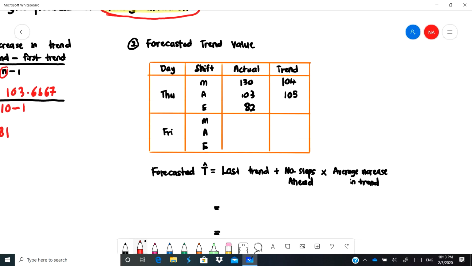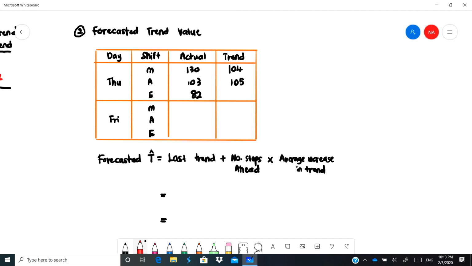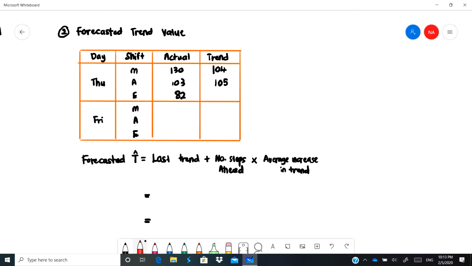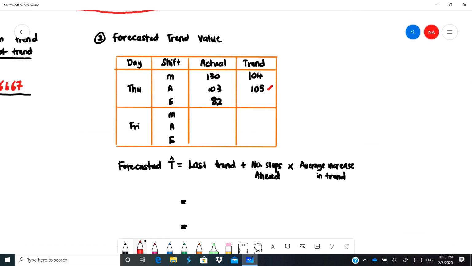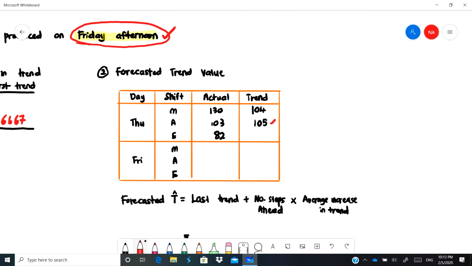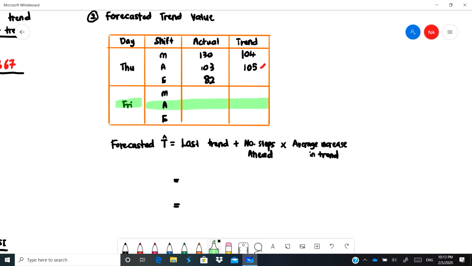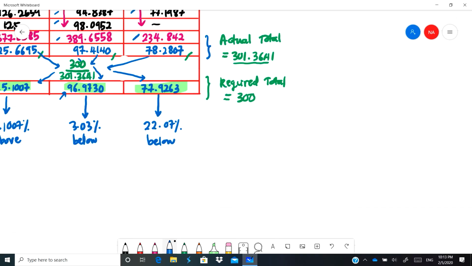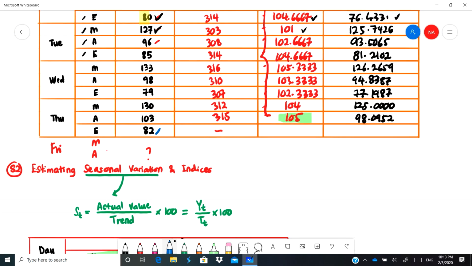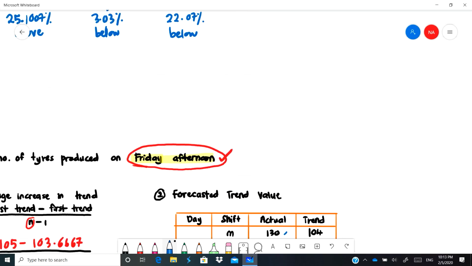So the next step, the second step, is to find the forecasted trend value. Right, this table you can obtain from your previous trend table. All right, this is the trend for the last Thursday afternoon. So we are going to find the Friday afternoon. So please highlight from this table where it is Friday afternoon. So we want to focus on this, all right? This one is the actual data, which is given by the table here. For example, 82 is the last day, and the last trend is here, on 105. That's why it's 105 here.